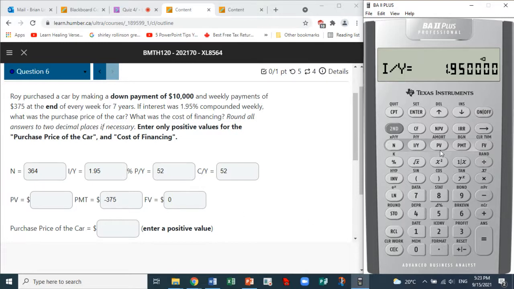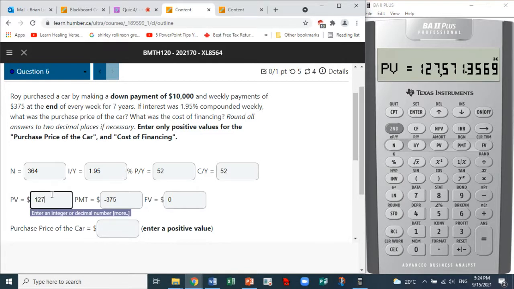The present value, we are going to compute that. The payments, we're making payments of $375. We make that negative, and that's every week. And we said that the car has to be paid off, so the future value must be 0. So we compute the present value, and it turns out to be $127,571.36. Okay, so that is the present value.